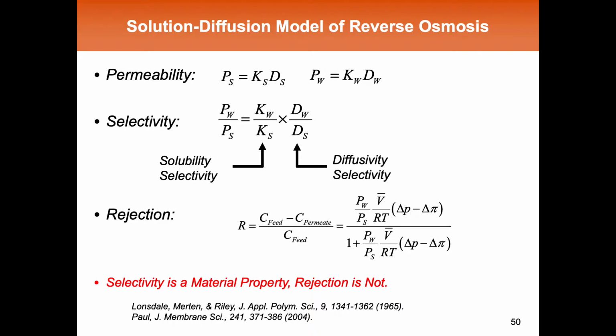Salt rejection is defined as the difference between the salt concentration in the feed and the permeate, divided by that in the feed, and this can then be further related to the permselectivity of the membrane as well as operating conditions.